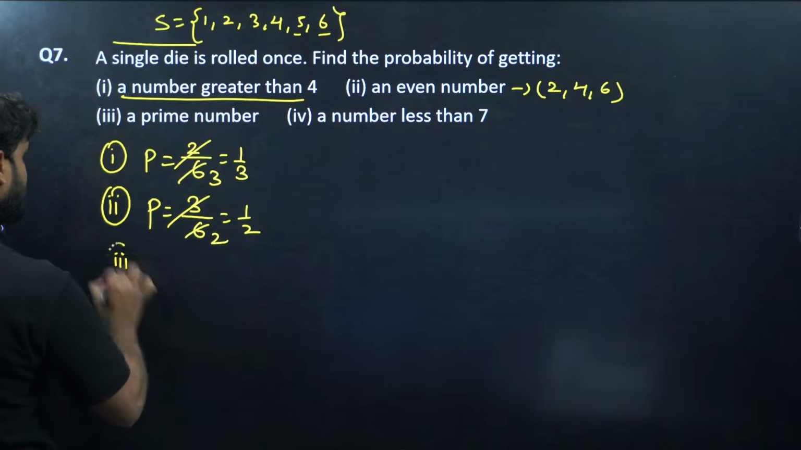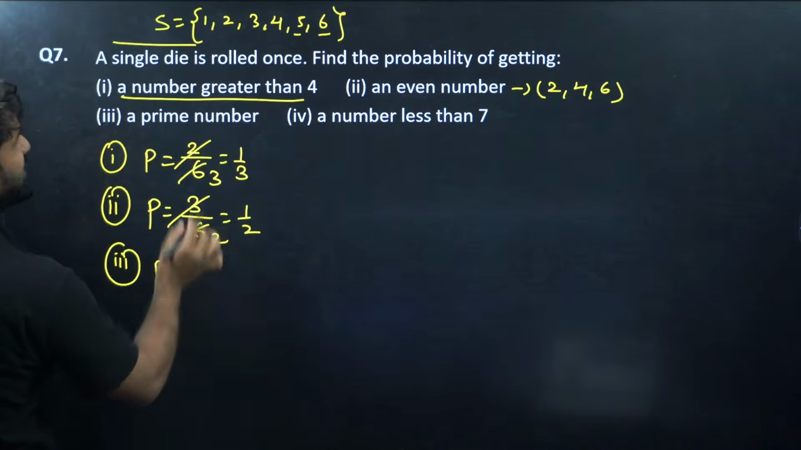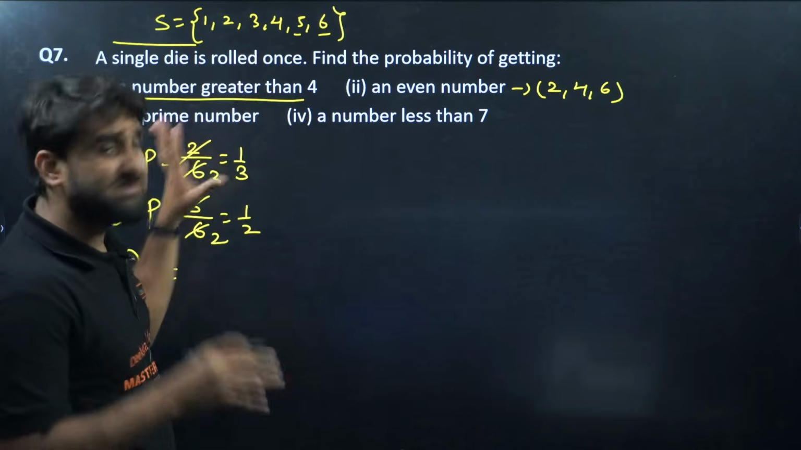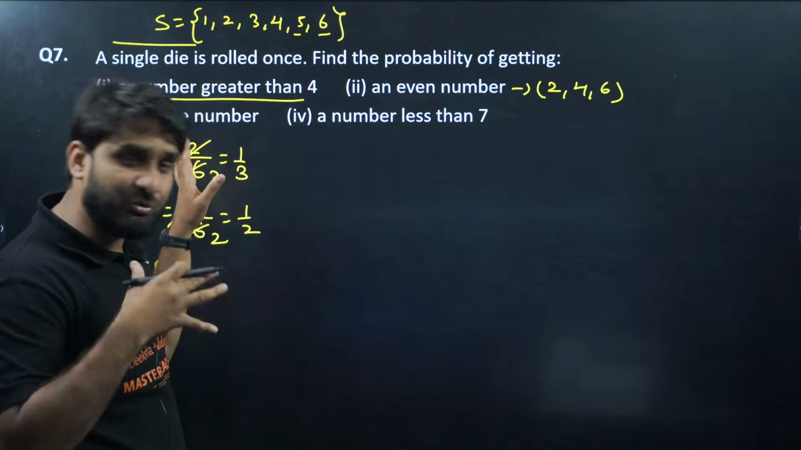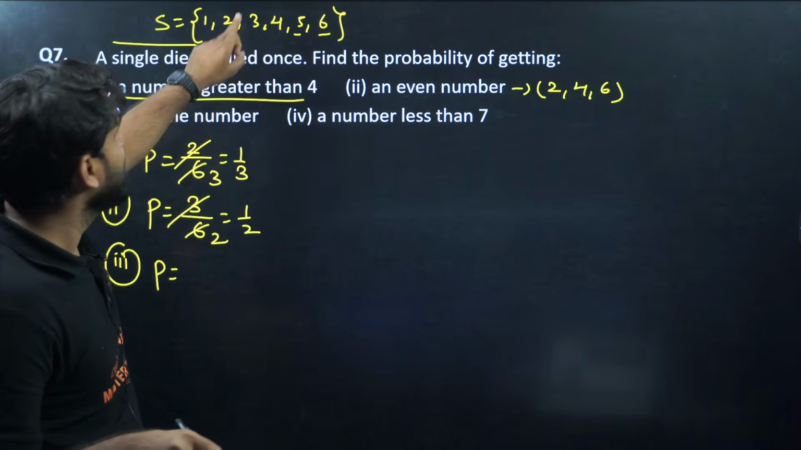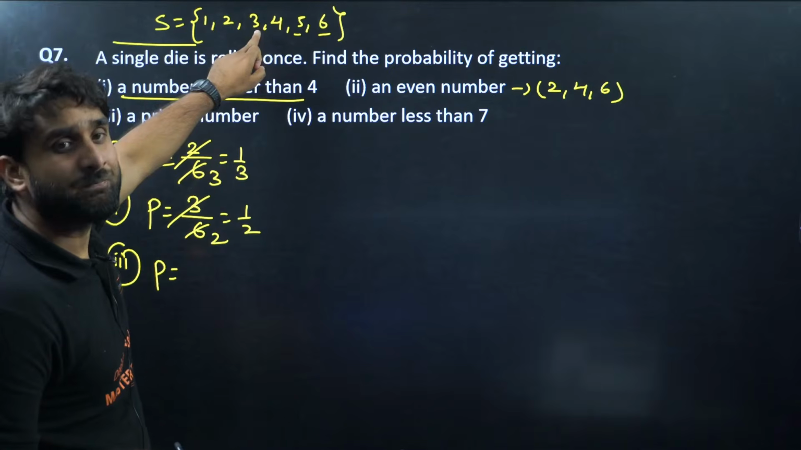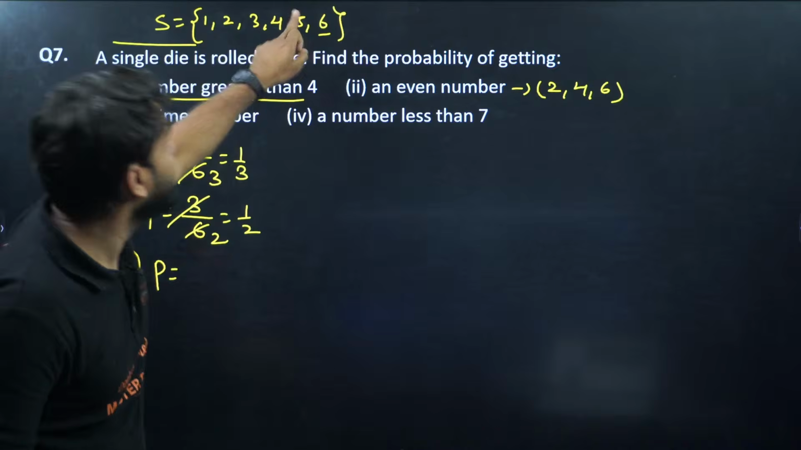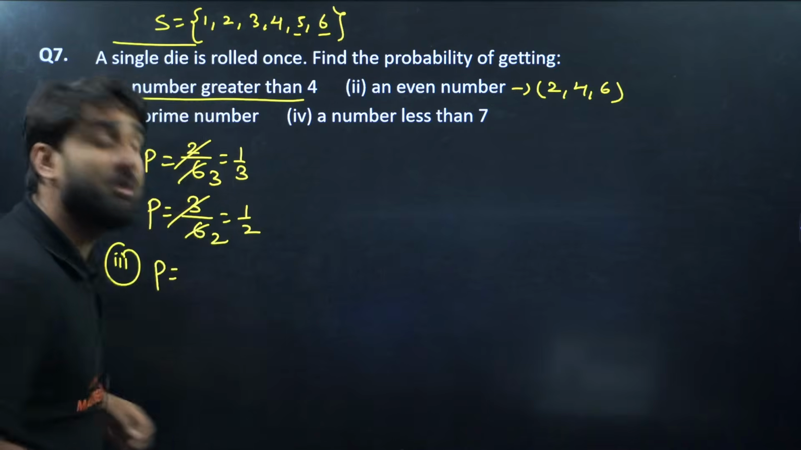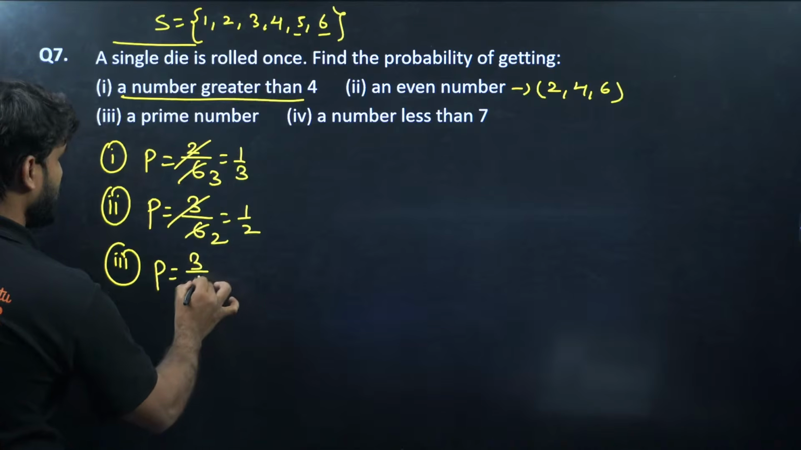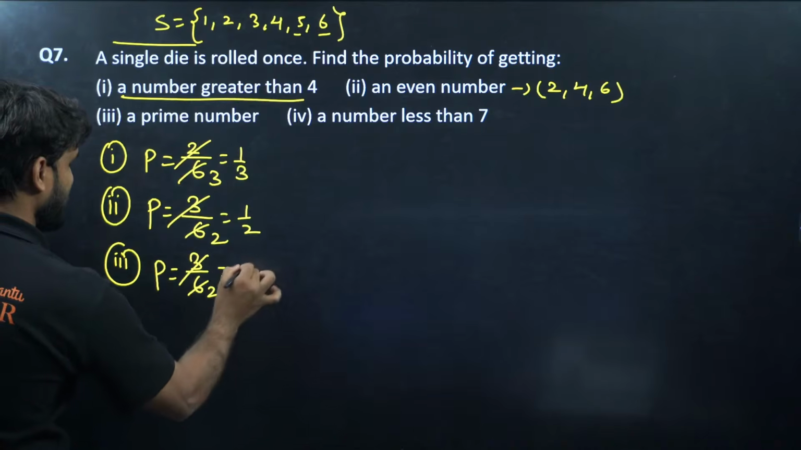Third question, a prime number. Do you know prime numbers? 1 is neither prime nor composite, so please exclude 1. The first prime number is 2, the second prime number is 3, and the third prime number will be 5. So how many prime numbers are there? Again 3. 3 divided by 6. So it will cancel, and the answer is 1 by 2.